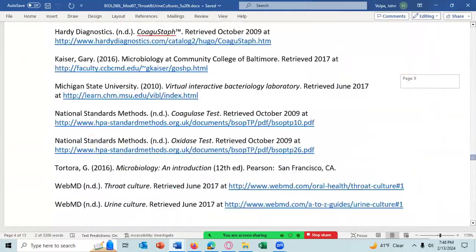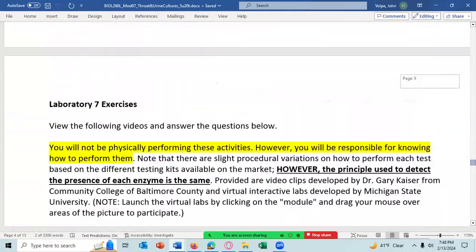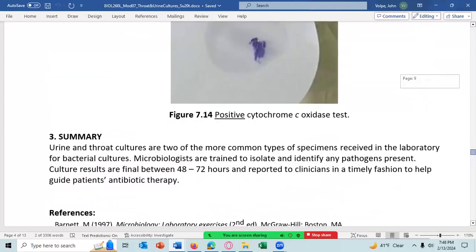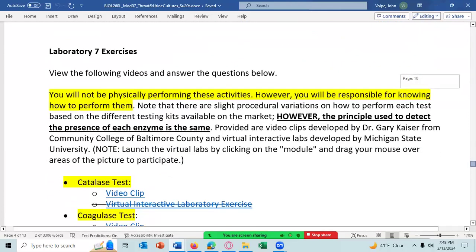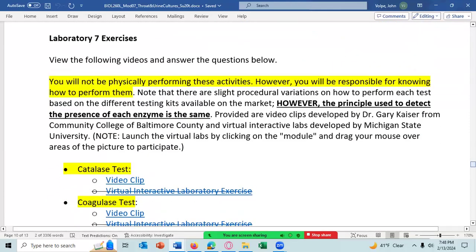All right, let's move on to the summary. This lab is discussing the main pathogens of urine and throat specimens. In this lab, there are going to be videos. You're not going to be performing any of these activities. However, you will be held responsible for knowing how to perform them.